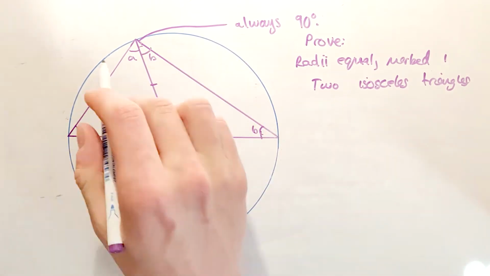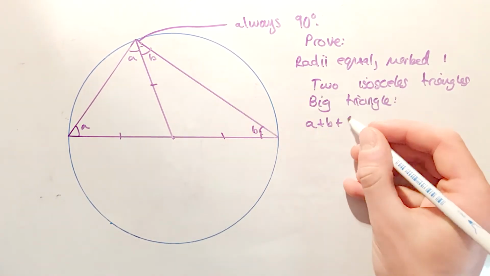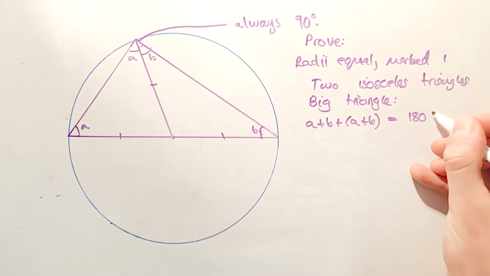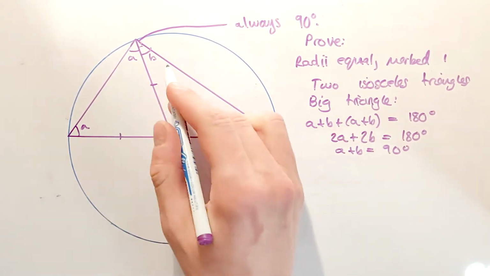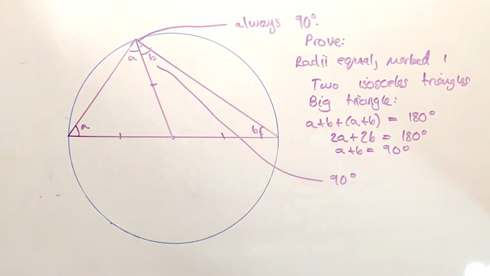Now let's consider the whole triangle we were thinking about earlier. The angles in this triangle will add up to 180 degrees. Working this through shows that a plus b is always equal to 90 degrees.